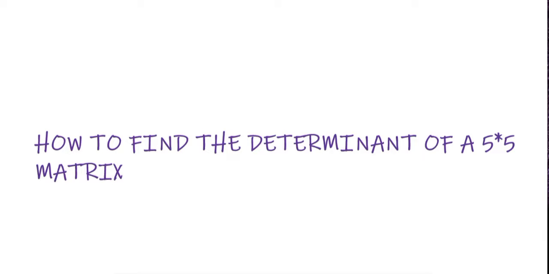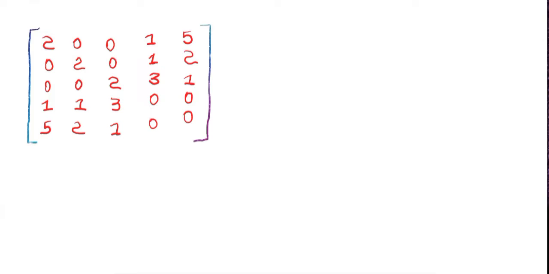Today we will see how we can find the determinant of a 5 cross 5 matrix. First of all, to find the determinant of a 5 cross 5 matrix, you need to make sure that your pivot element is not 0. That is, here the element is 2. And if it is 0, then you can perform either row operations or column operations and make it 1 or any other element or any other number. But it should not be 0.